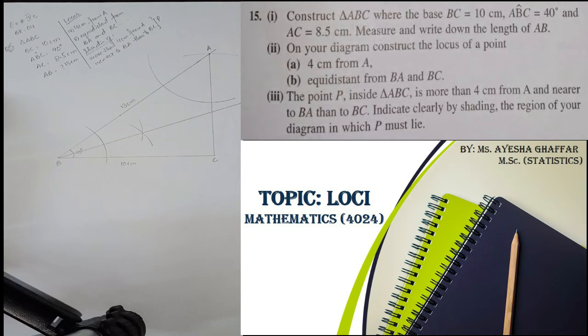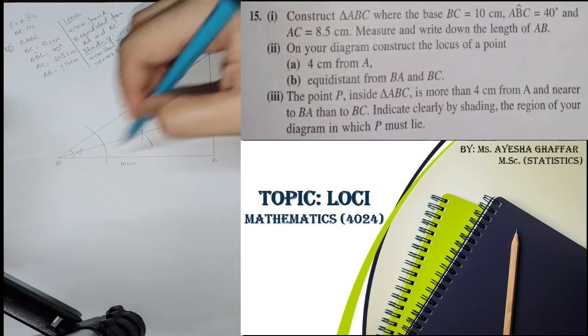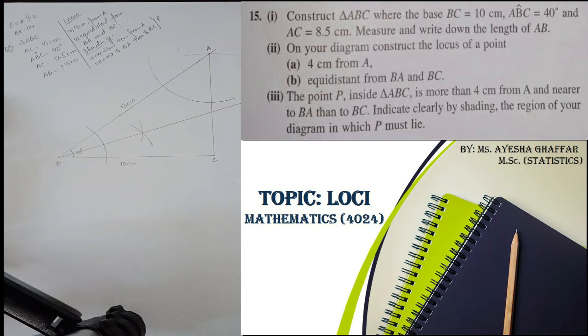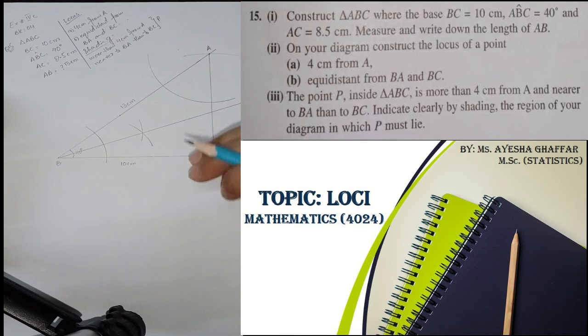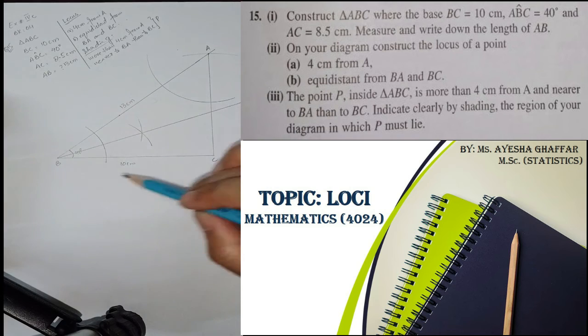So according to the condition they are saying a point P inside the triangle ABC is more than 4 centimeter from A. So it means this circle is 4 centimeter from A. So the point P will be outside this circle. And the second condition is it's nearer to BA than to BC. When we have drawn this angle bisector, so above this angle bisector we have a region which is nearer to AB, and below this line we have a region nearer to BC.